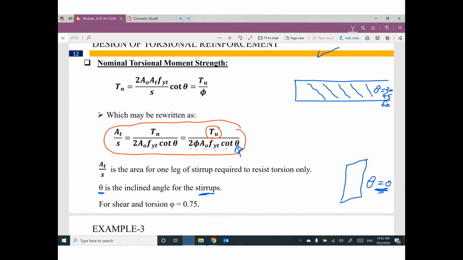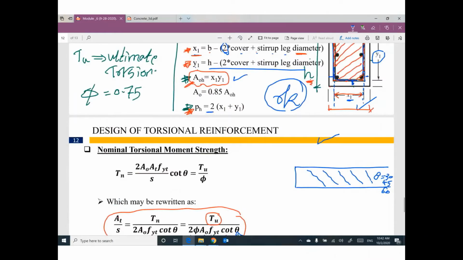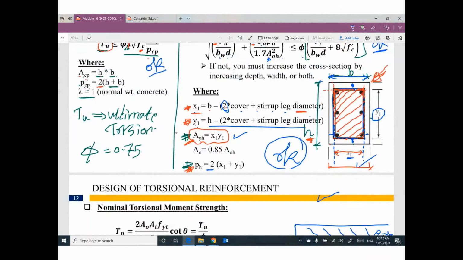So, okay, that's fine. What is the value of area A0? If you go back, we learned how to get area Aoh. I'm talking about area A0 only. Area A0 will be 0.85 Aoh. You remember area Aoh, the area of the inside section after you draw at the center line of each stirrup leg. So 0.85 Aoh, this is area A0.